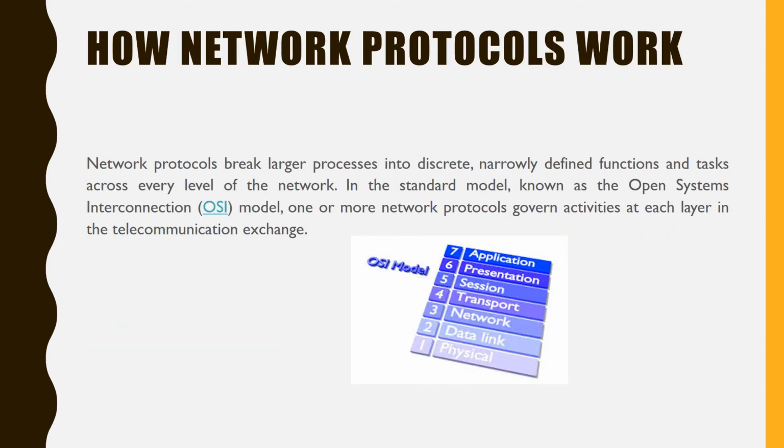Now, how do network protocols work? Network protocols break a larger process into discrete, narrowly defined functions. A huge amount of information is broken down into small chunks, and it is transferred through the network, and this information is sent to the destination node or workstation in seven different layers, which are known as the OSI model, that is, the Open Systems Interconnection model. This Open Systems Interconnection model utilizes certain fixed protocols under which data is transmitted from one place to another place.